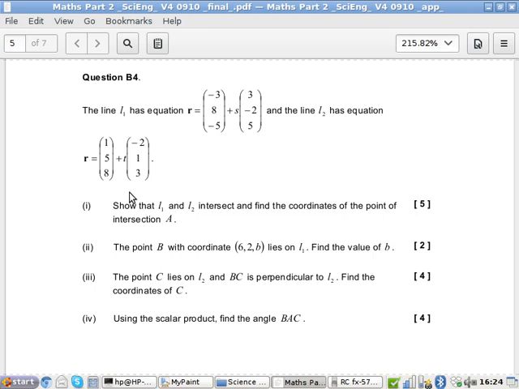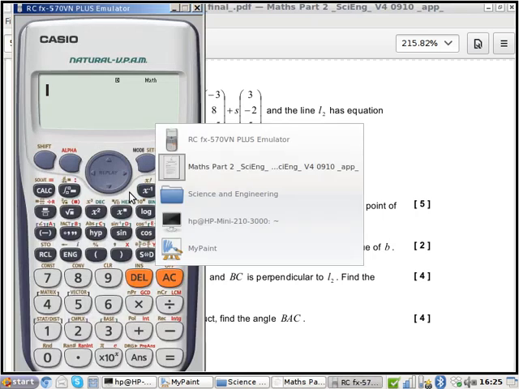Let's do these now. Andrew, Lee, it's great that you're working together, but I'm going to do the answers now so you can see how to do it. Okay, so the first one: show that L1 and L2 intersect and find where they intersect.